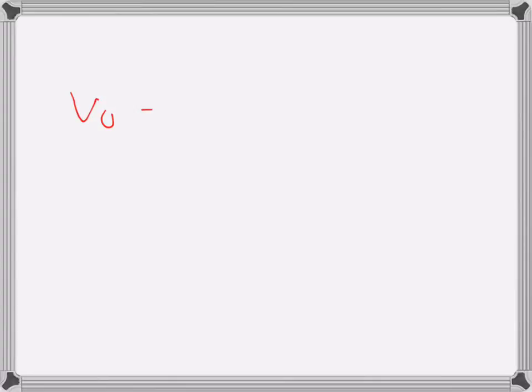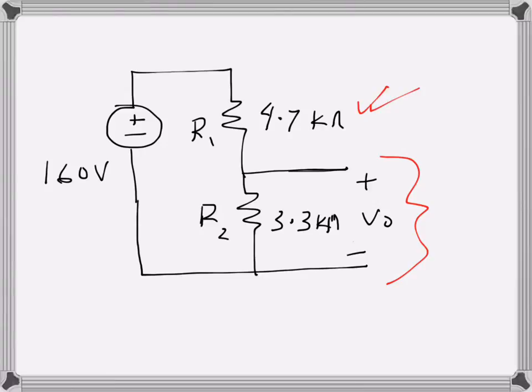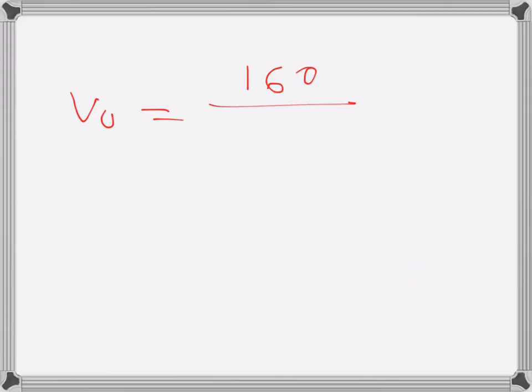V0 is the required voltage that we want to find out, and 160 is the total voltage divided by the sum of the two resistances, 4.7 plus 3.3. Since we want to find the voltage across the 3.3 kilo ohms, we just multiply by 3.3. So that's the voltage divider rule. That's 66 volts.